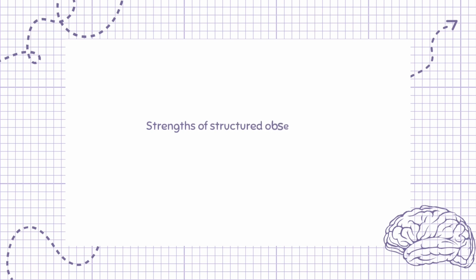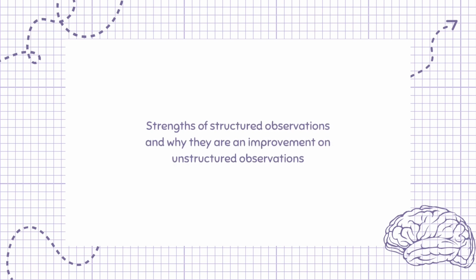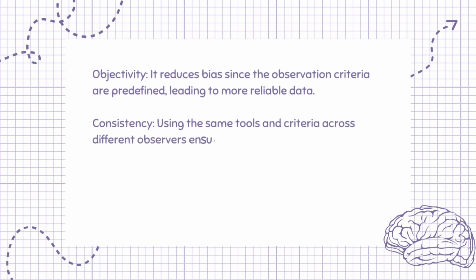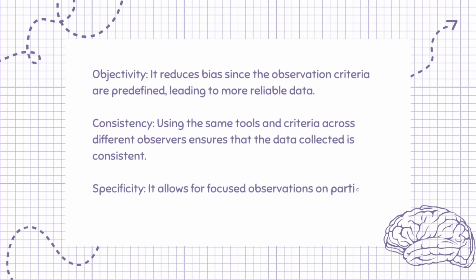Strengths of structured observations and why they are an improvement on unstructured observations. Objectivity. It reduces bias since the observation criteria are predefined, leading to more reliable data. Consistency. Using the same tools and criteria across different observers ensures that the data collected is consistent. Specificity. It allows for focused observations on particular behaviors, making it easier to analyze specific patterns.